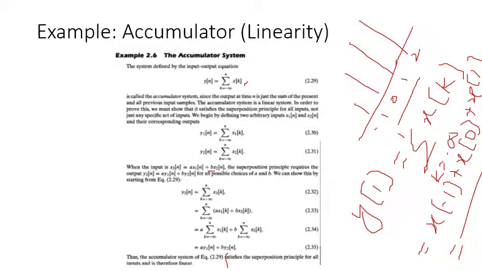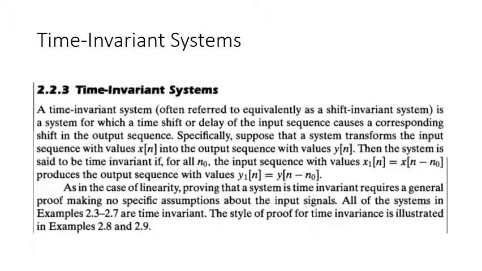Let's move on to the next slide. Now, a time invariant system is basically a system in which, if there is a delay at the input, there must be a delay at the output. Suppose we have a system that transforms the input sequence values x of n into output, then the system is said to be time invariant. Time invariant means that it is not changing with time.